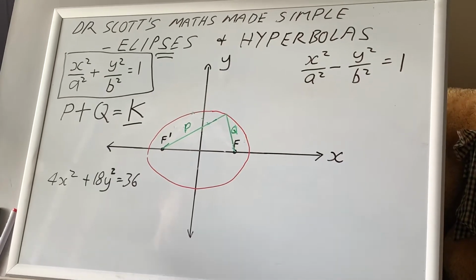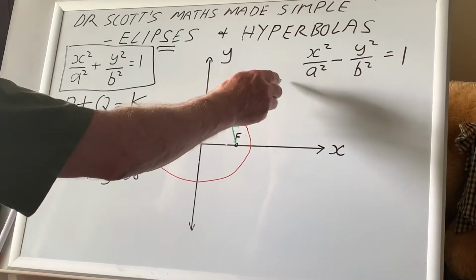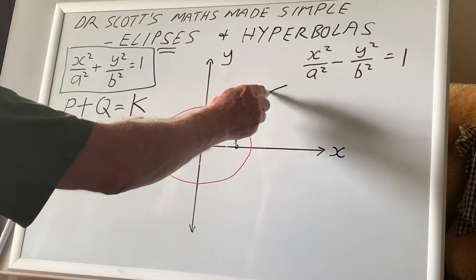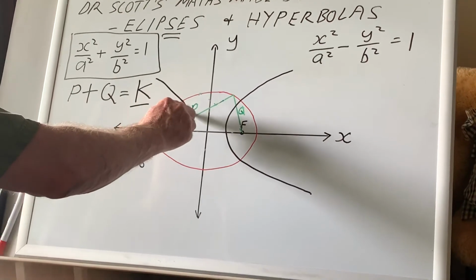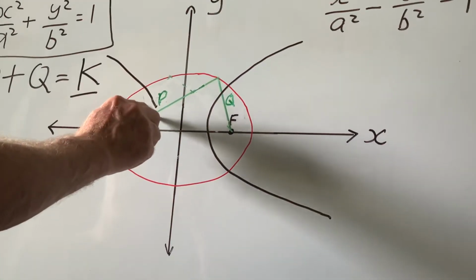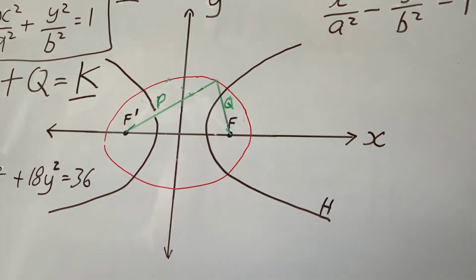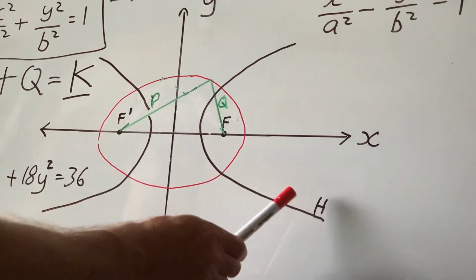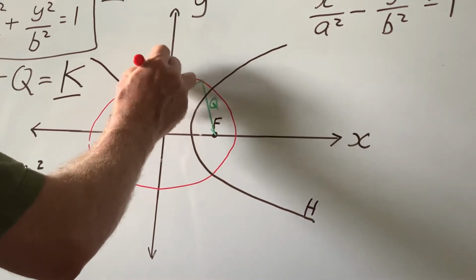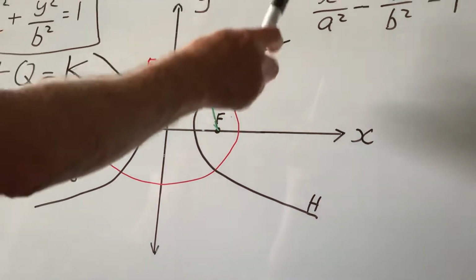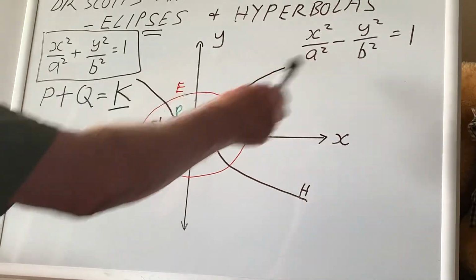Since I mentioned hyperbolas, I'm going to draw one just to show you. They come in twos, so it's like this, and out like that, and like this, and out like that. Now this is a hyperbola. Hyperbola 1, hyperbola 2. And this, the red one, is an ellipse, so I'll put E there for ellipse. The general formula of a hyperbola is x squared on a squared minus y squared on b squared equals 1.